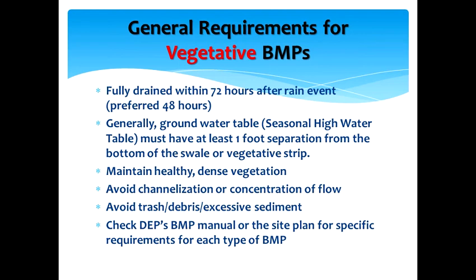Groundwater level shall be separated by at least 1 foot from the bottom of the swale or vegetative strip. They require healthy, dense vegetation and no channelization through the vegetated area. Also, any trash, debris, or excessive sediment that tends to clog the outlet and inlet of a grass swale and then result in water ponding in the swale must be removed.